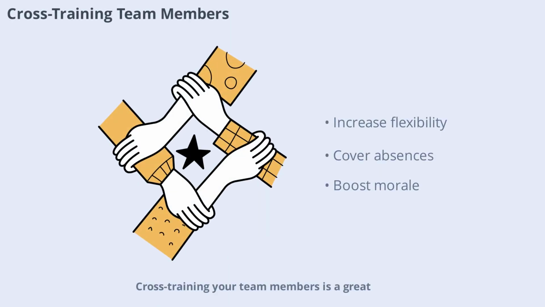Cross-training your team members is a great way to increase flexibility in resource allocation. When team members have multiple skills, you can reassign tasks more easily and cover for absences or unexpected changes. This approach not only improves resource utilization but also boosts team morale and engagement.